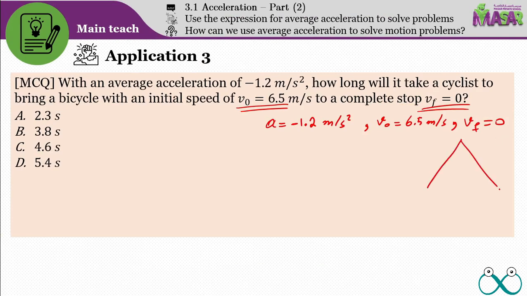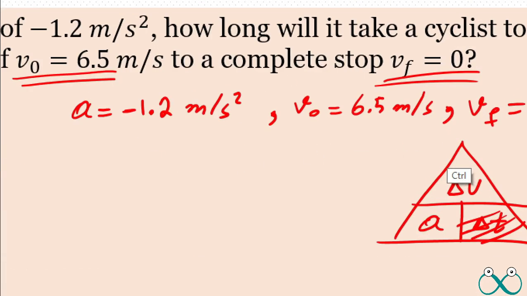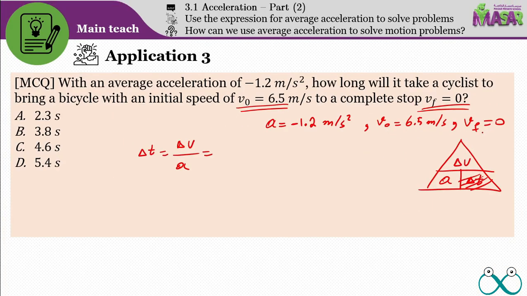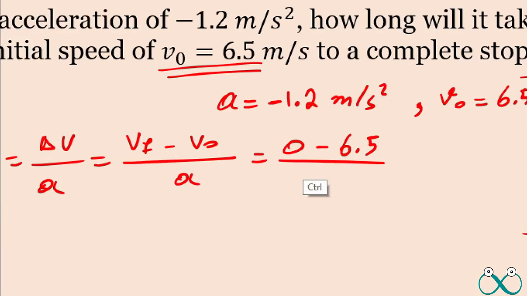Let me construct for you the triangle A, delta V, delta T. Let me hide delta T. As a result, delta T is equal delta V over A. One more time here, they didn't mention directly the delta V. However, they provide us with information about V initial and V final, and we know that delta V is given by V final minus V initial, over A, which is equal. Now the V final is given by 0, the V initial is given by 6.5, and finally the acceleration is given by minus 1.2.